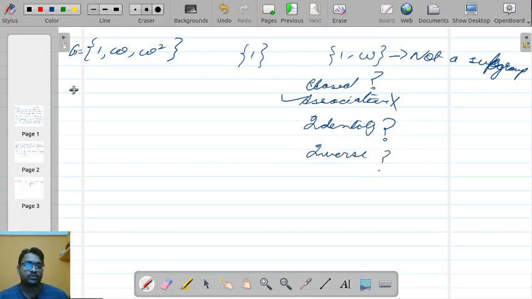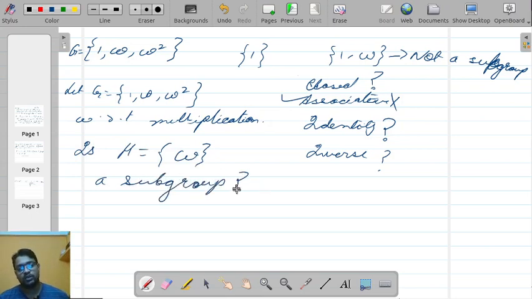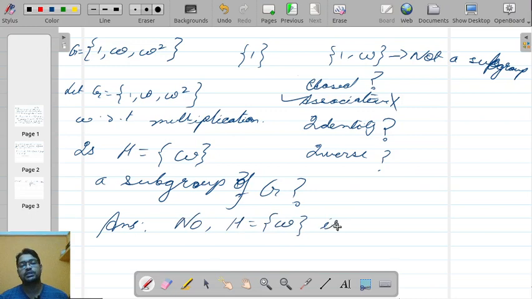So let us say G equal to {1, omega, omega square} with respect to multiplication. Then is H equal to {omega} a subgroup of G? So this is one question. The answer you will write is no. H equal to {omega} is not a subgroup.